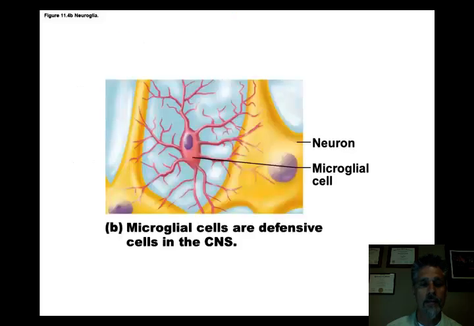And as you can imagine, like the name suggests, they're pretty small. Again, we see in yellow over here a star-shaped neuron, and you can see how the microglia are very small.